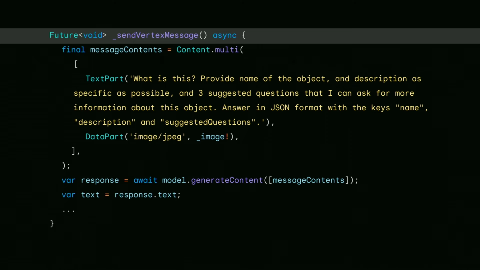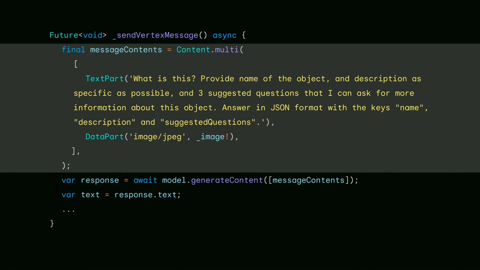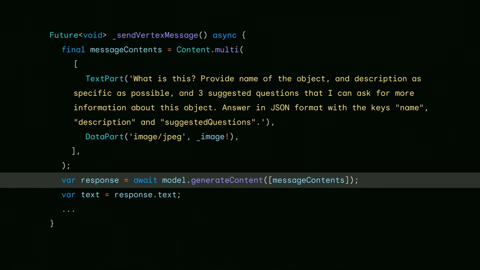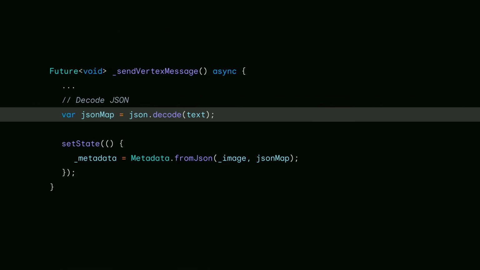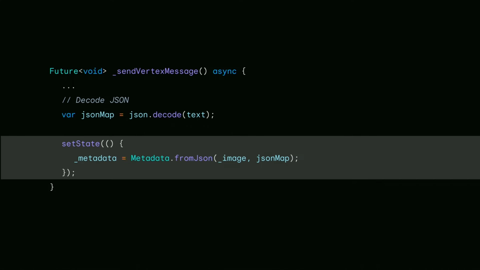Then we define the method to send the prompt to the API called sendVertexMessage. This method packages up the prompt that Kaz shared earlier, along with the user-selected image, and sends it to the Gemini API. If you want to optimize for faster response times, you can resize the image to be smaller as well. When a response comes back, it gets decoded and stored as a metadata state object.